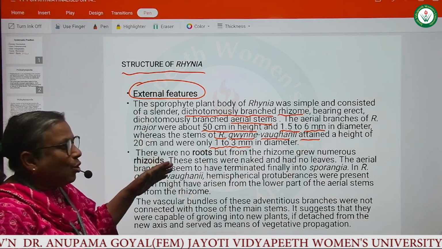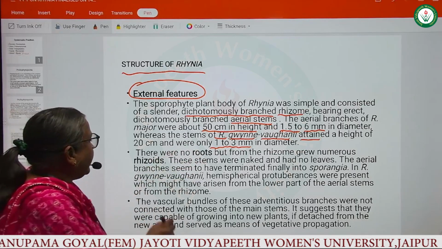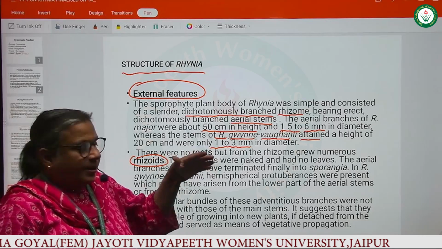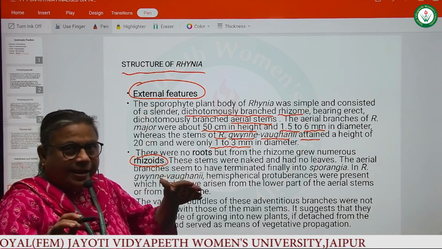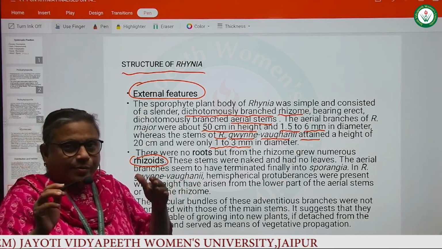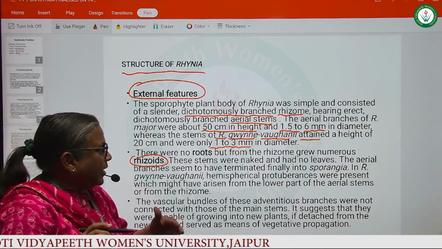There were no roots, but from the rhizome grew numerous rhizoids. These stems were naked and had no leaves. The aerial branches seem to have terminated finally into sporangia.